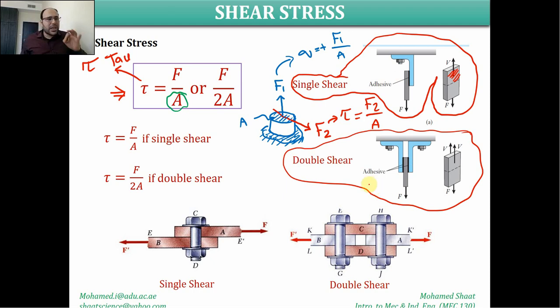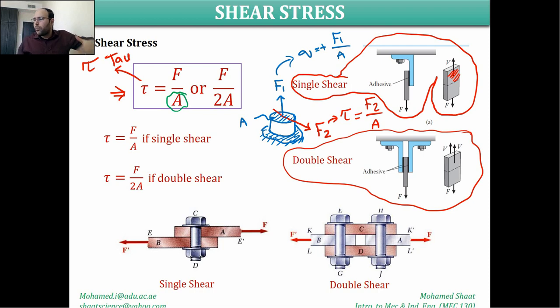So it means that if the slicing is going to happen over one single surface, this is a single shear. But if it's going to happen over two surfaces, it will be double shear. The question is, can we have triple shear or more? We can, but it is not a normal case. Normally or usually we have only single or double, but there are some special scenarios where we can have triple, fourth and so on.